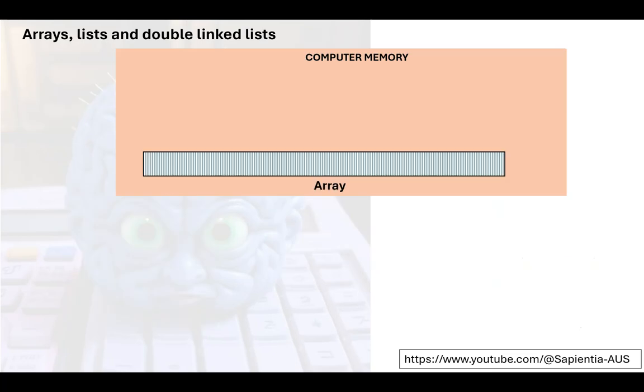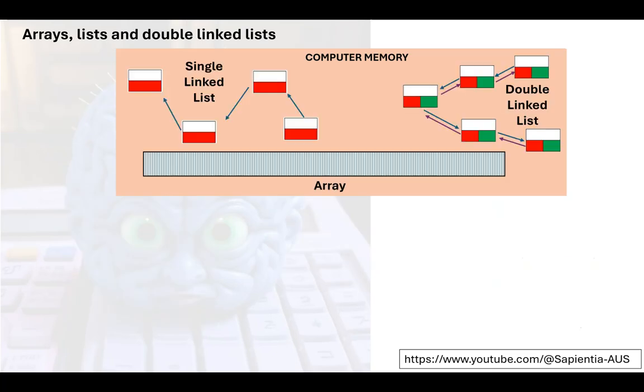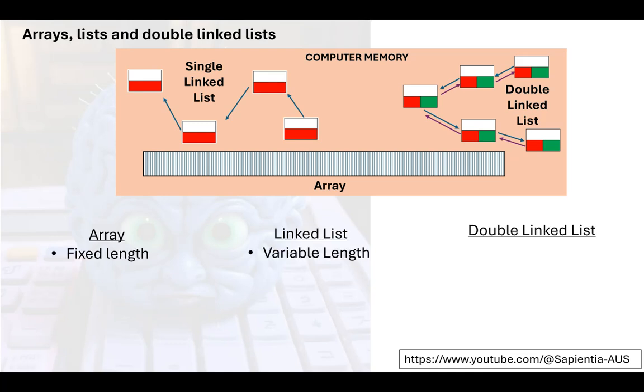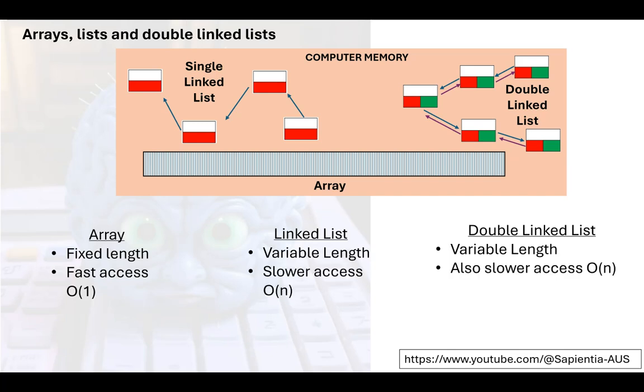In summary, we have covered arrays, single linked lists and double linked lists. Arrays are fixed in length, whereas lists are variable in length. Arrays are always quick to access items. Both linked lists and double linked lists are linear time, big O of n. Double linked lists have the advantage that they make it faster to insert or delete from the current item because we can go backwards in the list, and they're good for situations where you may need to go forwards and backwards. However, they use more space.